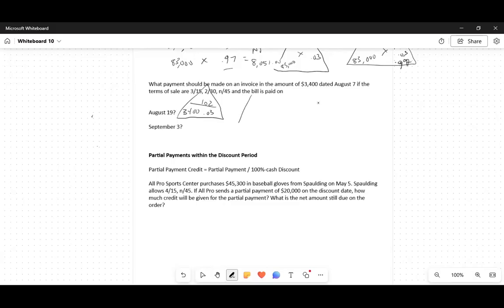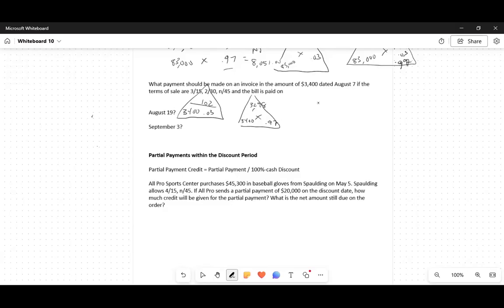That'll be $102, but they want to know what the net price was. So I'm going to do the same formula, but this time I'm going to do 3,400 times 0.97. And that comes out to $3,298, which is the same thing as 3,400 minus 102. So that's what my net price would be if I paid it on the 19th. However, I don't pay it on the 19th. I paid it on the 3rd instead.